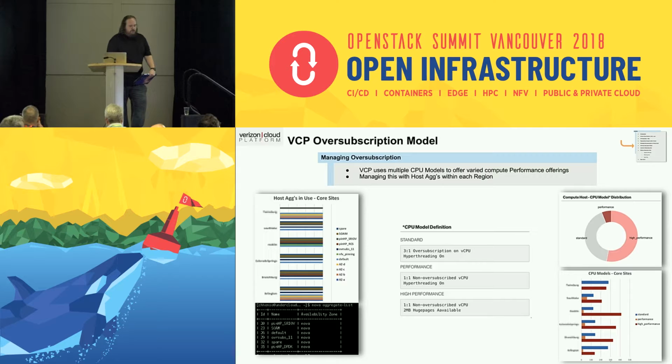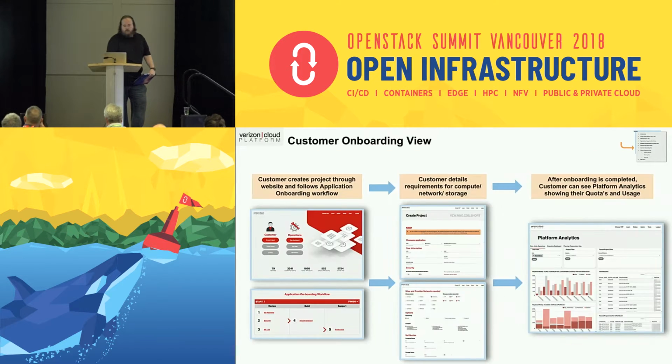And then we have high performance, which is one-to-one, non-oversubscribed virtual CPUs with huge pages available. In the breakout in the charts, you can see that we're pretty even between standard and high performance, with a little bit lower for performance today. We suspect that over time this will change. But in working with physical network functions migrating to the virtual world, we can't expect to see this happen right out of the gate. So we have to provide a platform to allow them to come on and move as they refactor and rebuild their applications.